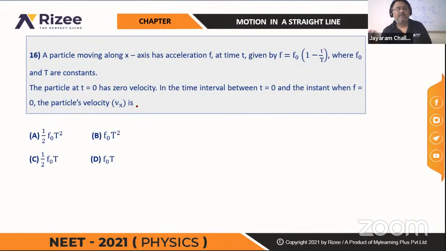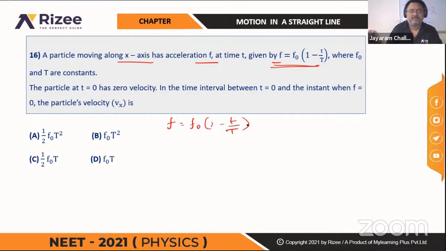Next one. A particle is moving along the x-axis with an acceleration of f. Instead of the standard representation, he has changed it to f. And the equation of the force, it is a function of the time, it's a time varying acceleration. That is f is equal to f naught of 1 minus t by capital T. At t is equal to 0, velocity is also equal to 0. So according to the question, at t is equal to 0, the initial velocity will also be 0. And at the instant when f is equal to 0, he is asking the particle velocity.